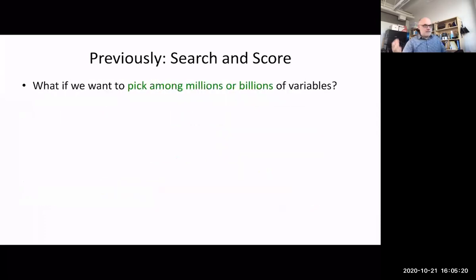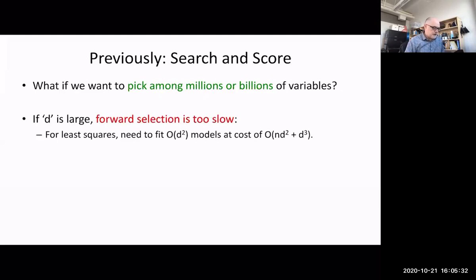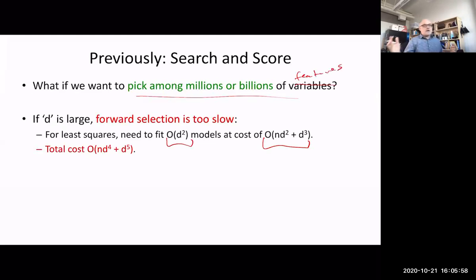So what if we want to pick amongst millions or billions of variables, which will happen when we have very large non-parametric models where n gets big, or when we have a very large number of features that we make up for whatever reason? If D is large, then doing forward selection means fitting a quadratic number of models. For least squares linear regression, given the cost of fitting each model, the total cost starts to run as D to the fifth. If we have a large number of features, we're really hosed here.